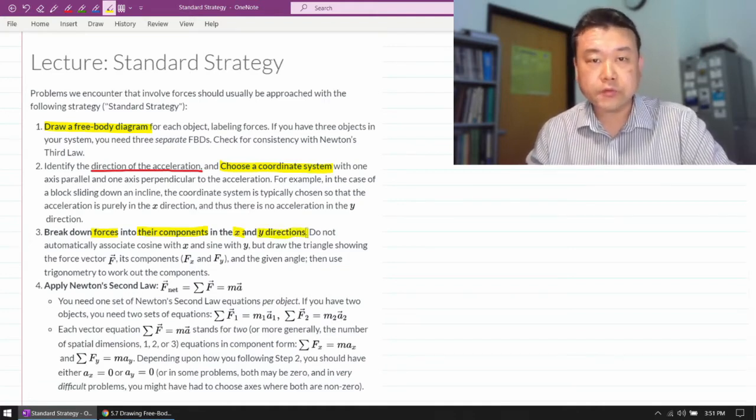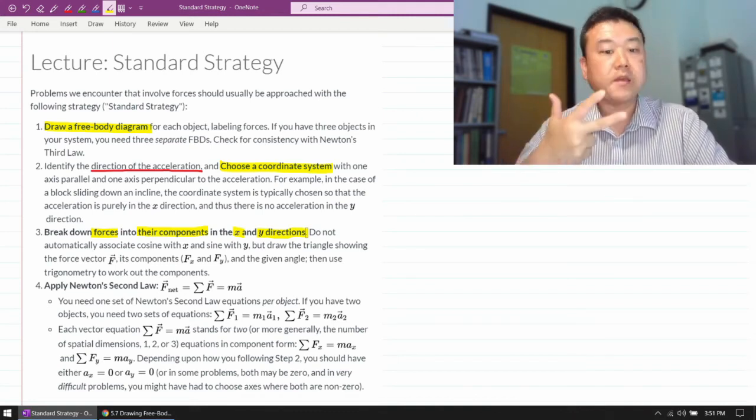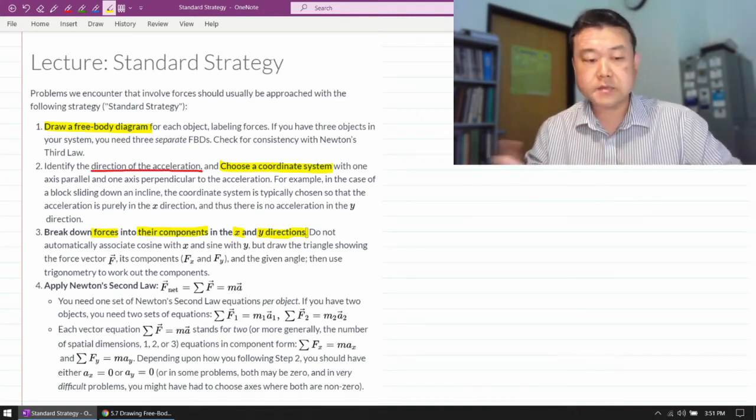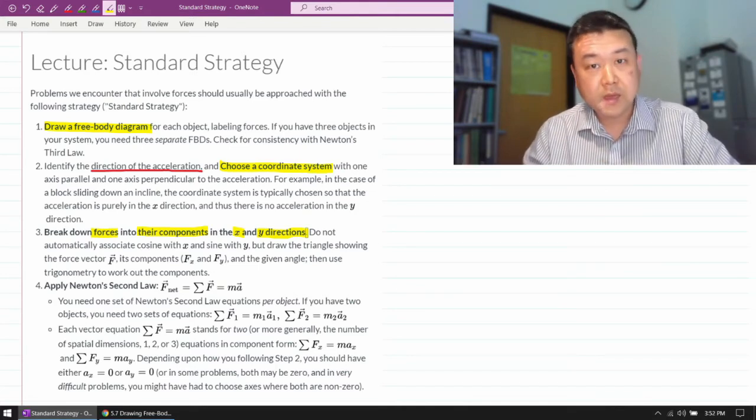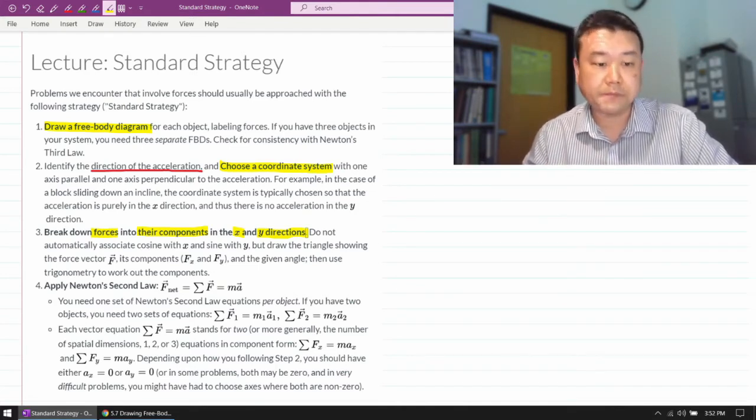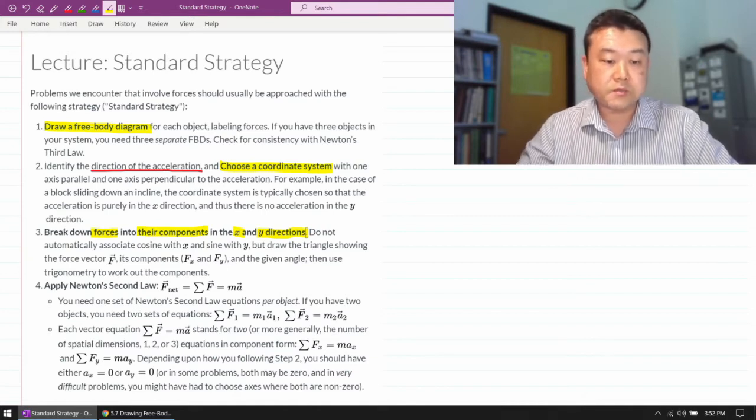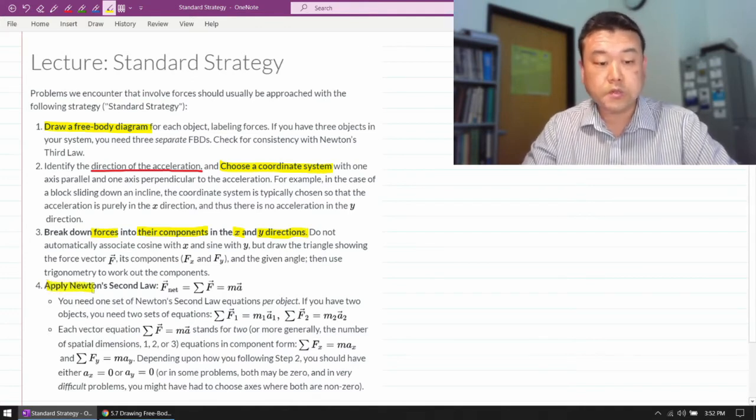Now, following through steps 1 through 3, you will be at a place where your free body diagram has a lot of information indicated graphically on the diagram. So we end the standard strategy with the final step, which is writing down the equations that we are going to solve for. Those equations come from Newton's second law.